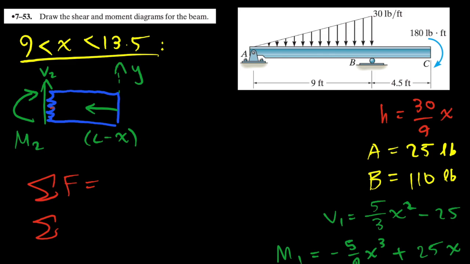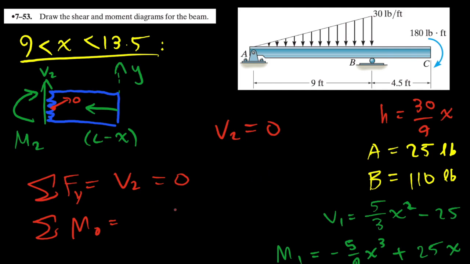Let's again calculate this about point O, so M_O for this interval. Starting with the summation of forces in the y direction, we have V2 plus nothing, because V2 is the only force, equal to 0. Since we're in equilibrium, the total summation of forces is equal to 0, and given that V2 is the only force, we say that the shear force for this interval is equivalent to 0.